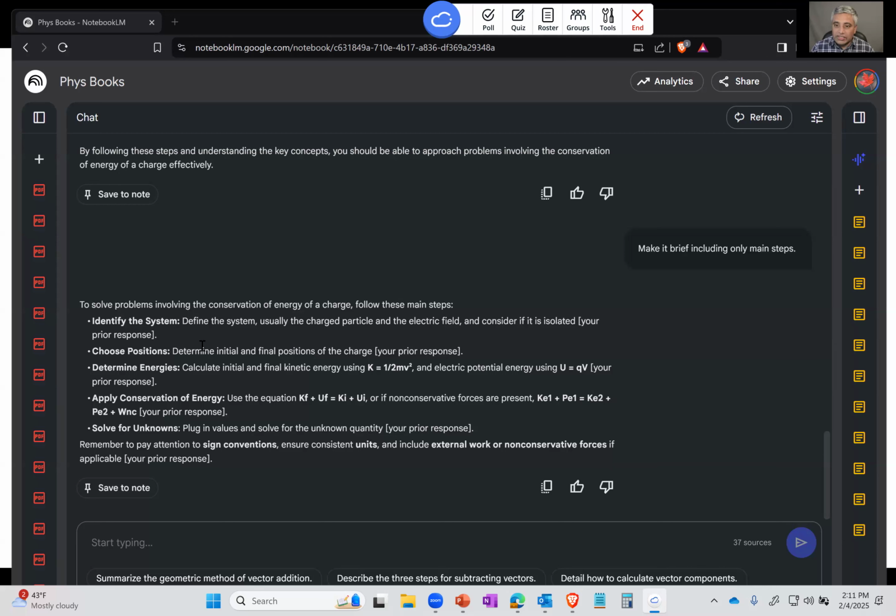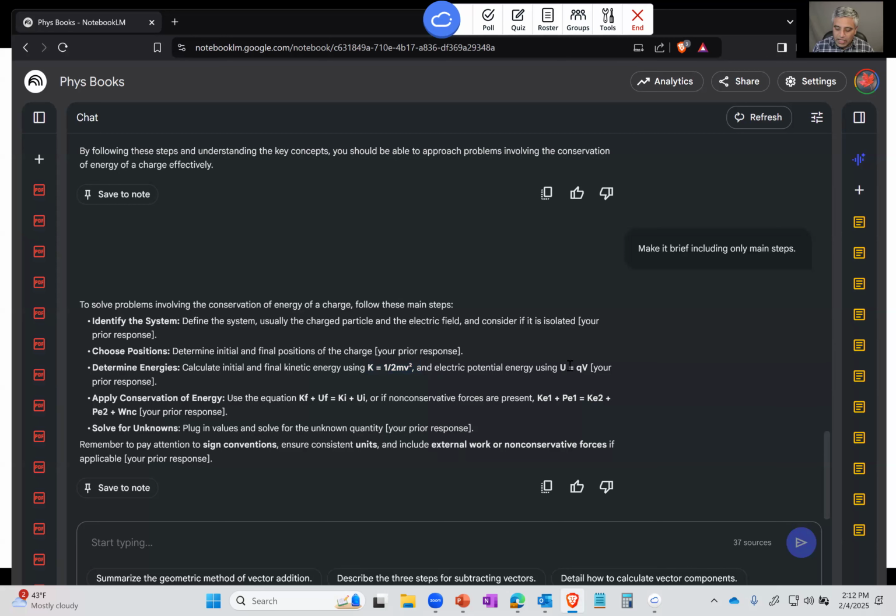And then choose position. Now conservation of energy is saying that total final energy is equal to total initial energy. So we can identify where the initial position is, where the final position is, and note that down. And after we do that, what did it say? Determine the energies. It's going to have kinetic energy, and kinetic energy is given by half mv square.